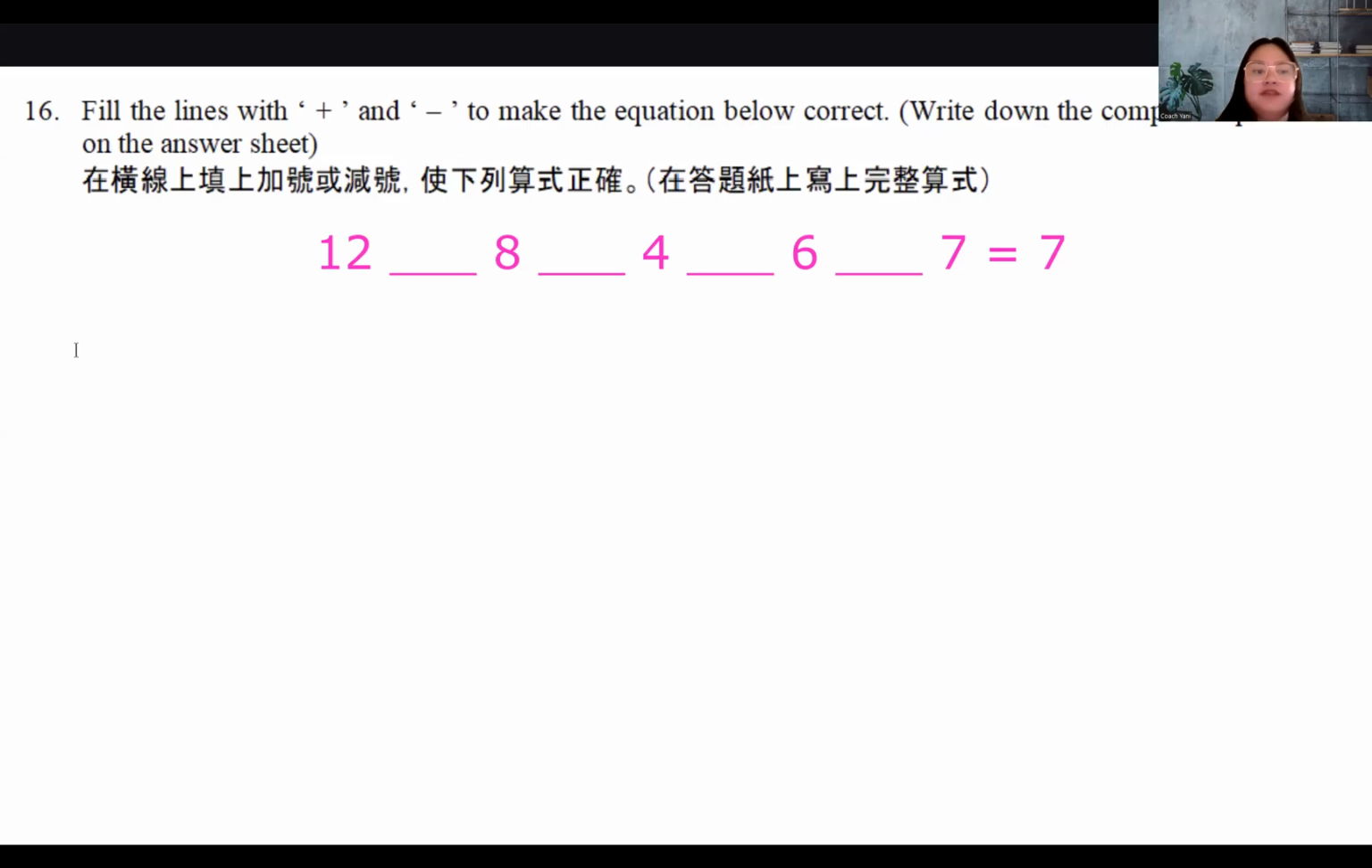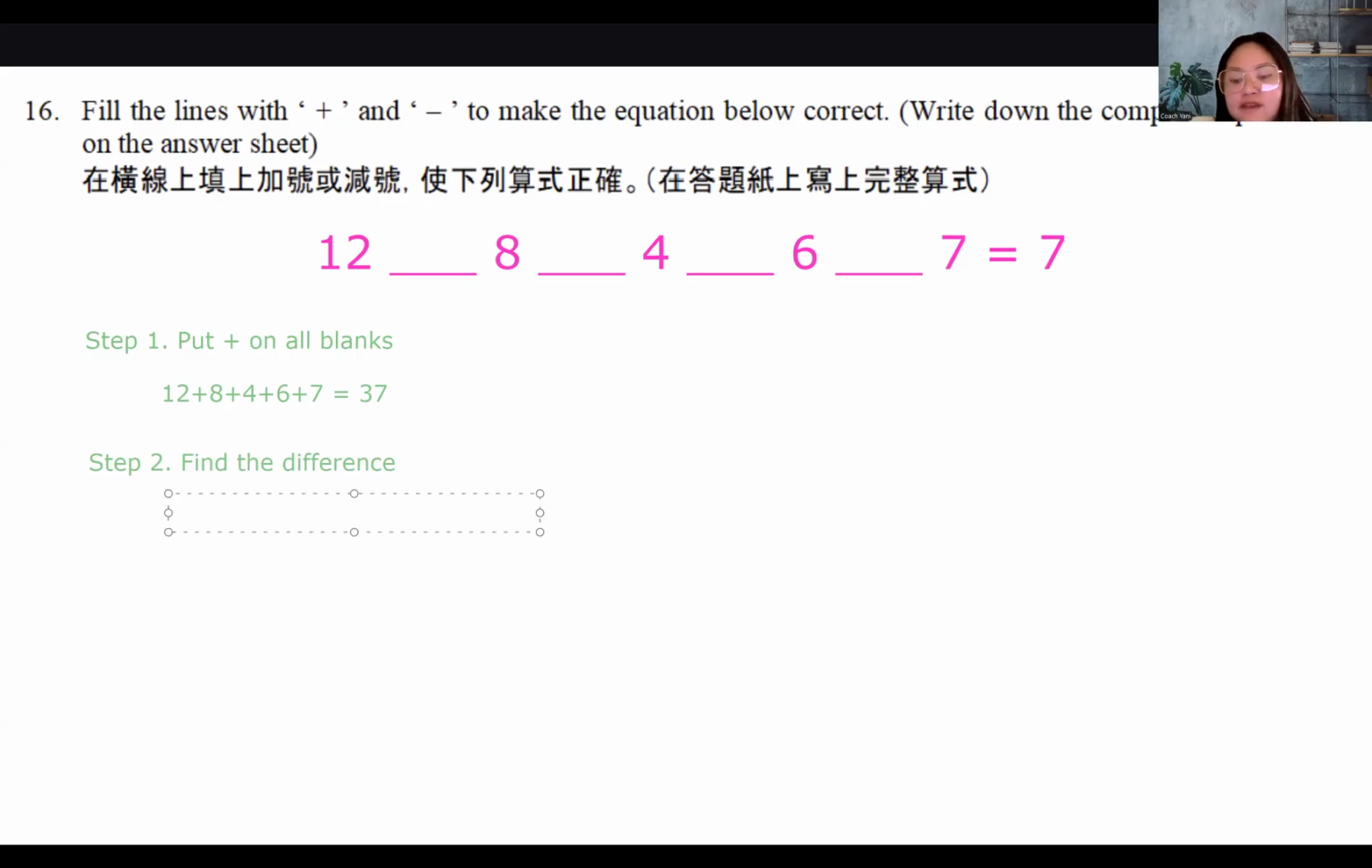Okay, let's solve together. Step one, what do we do? Step one, you need to put plus on all the blanks. So what does that give you? That gives you 12 plus 8 plus 4 plus 6 plus 7. How much is that? That is equal to 37. Now, step 2, find the difference. So you have 37, the given sum is 7, the difference is 30.